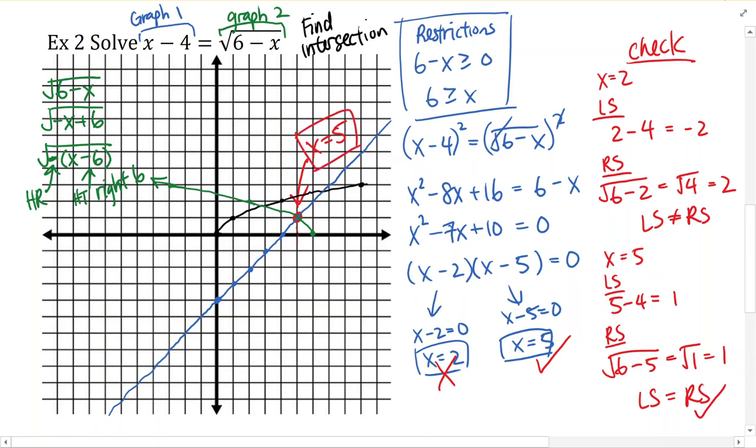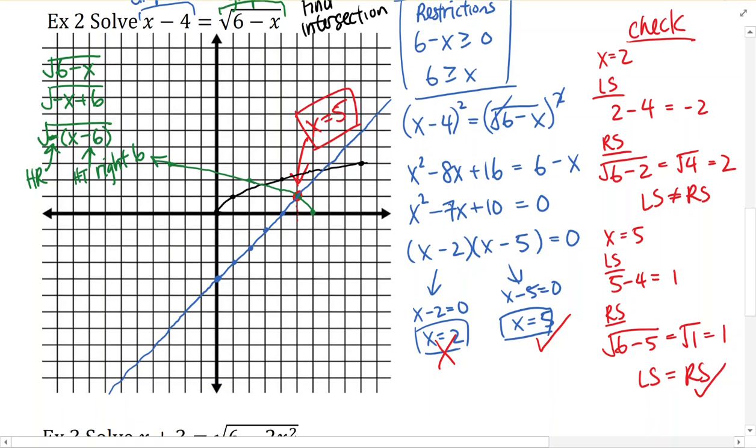Which again matches what we solved algebraically. If you solve an answer algebraically and it doesn't match what you graphed, then one of the answers is wrong. So yeah, it should be matching. All right, last one.